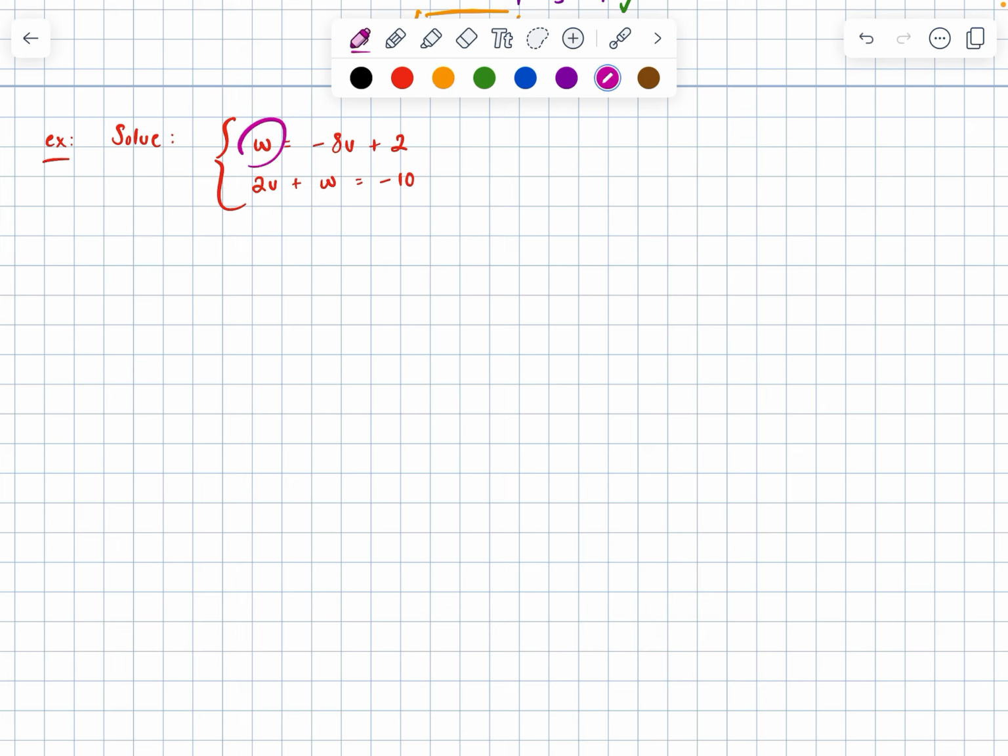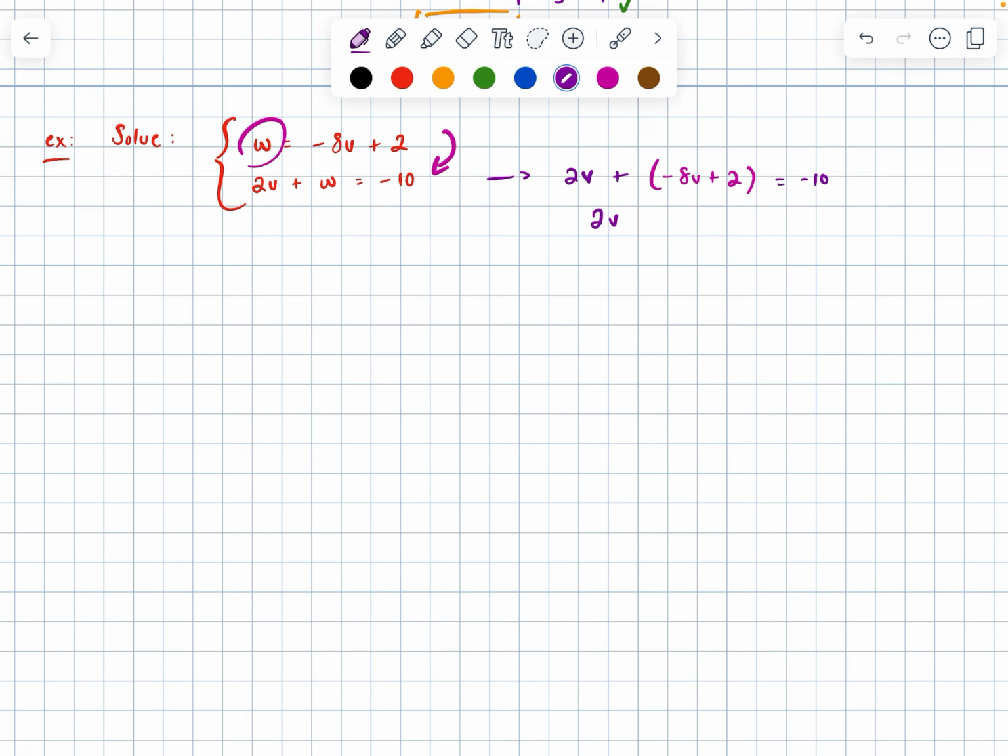Thinking strategically, notice that w is already by itself. I'm going to choose to use substitution and plug my top equation into the equation on the bottom. From here, that means if I replace w with the equivalent statement of negative 8v plus 2, I would get that 2v plus negative 8v plus 2 is equal to negative 10.